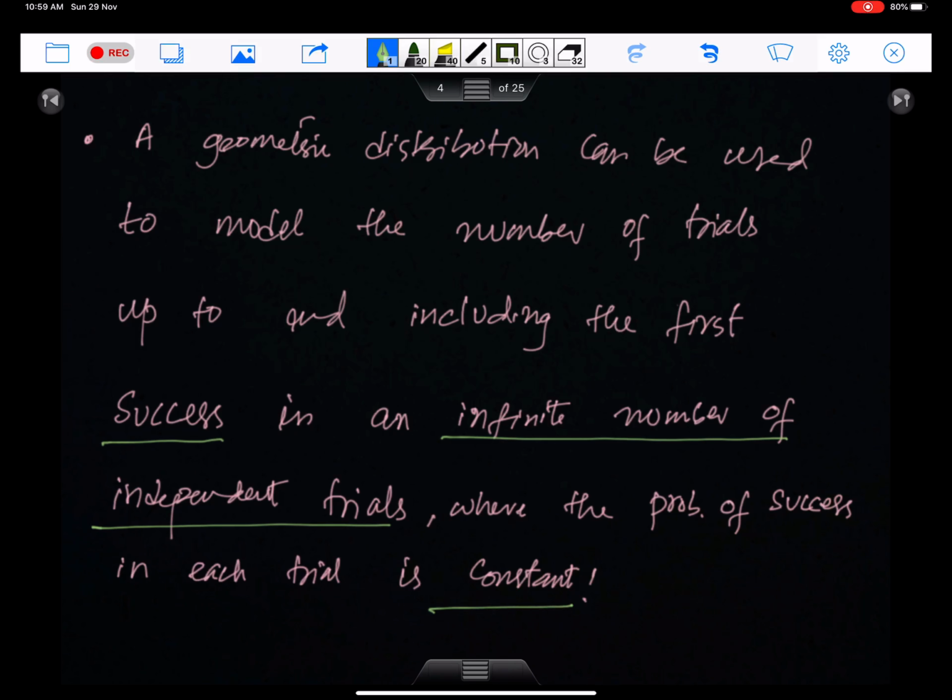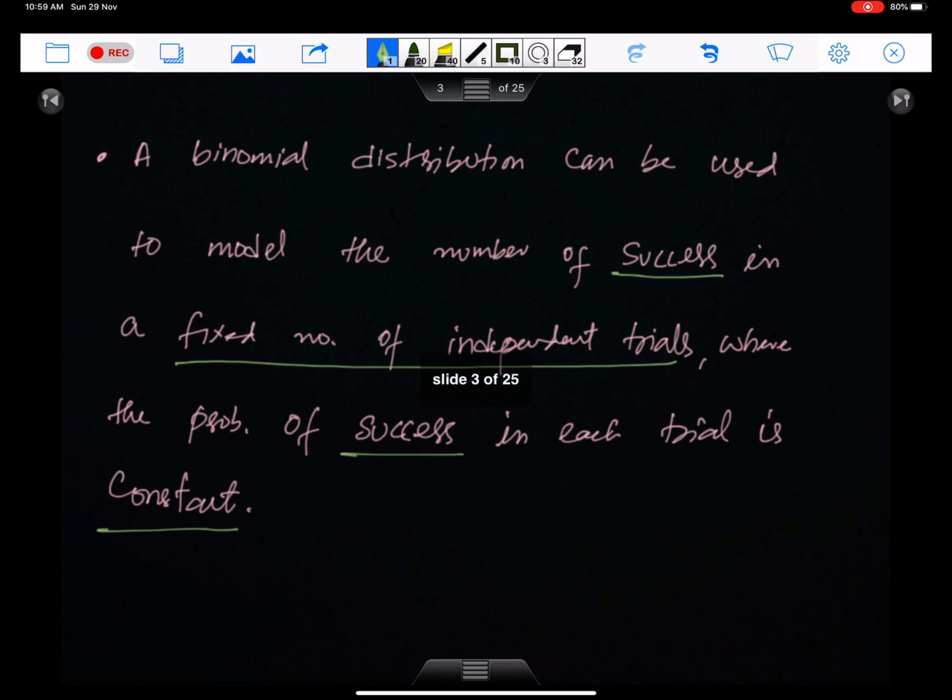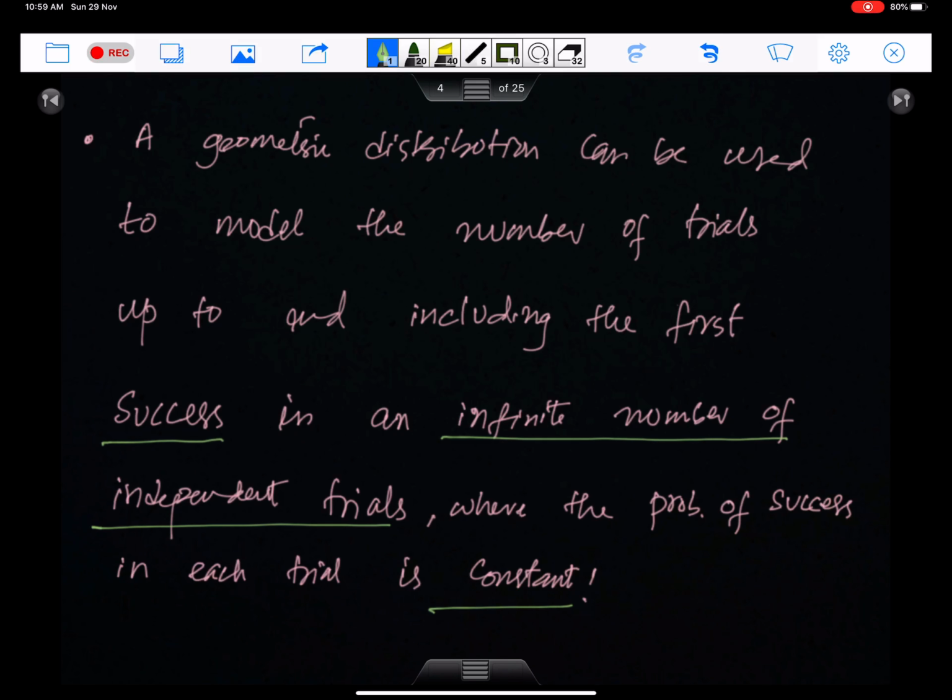The difference between geometric and binomial is that in binomial we have a fixed number of trials, a constant number of trials, and in geometric the trials are infinite, because in geometric we repeat the process until we get the requirement, until we get the success.